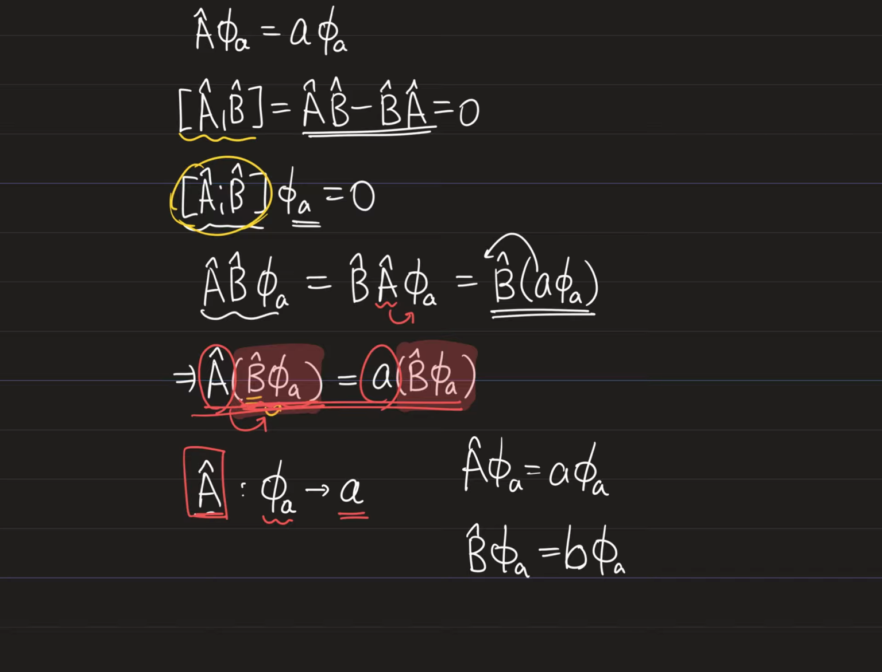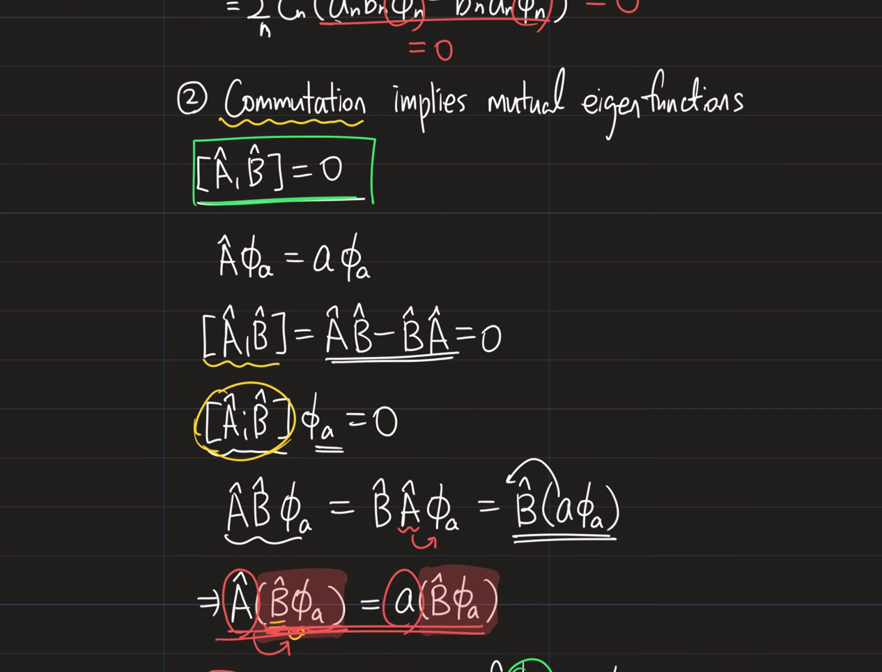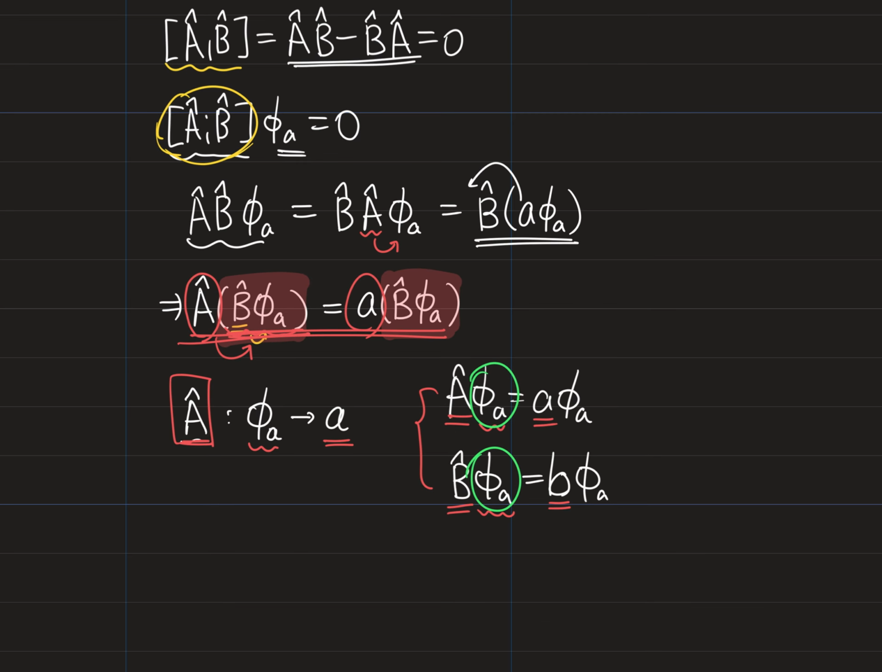So this means, as you can see here, now we have two different eigenvalue equations. Operator A has the eigenfunction PA with the eigenvalue a. Operator B has the eigenfunction PA with eigenvalue b. So these two operators share the same eigenfunction, right? So where did we start? We started from this condition: two operators are commutative. Then we arrive at the conclusion that these two different operators share the same eigenfunction set.